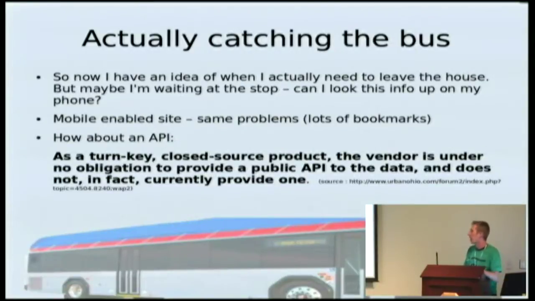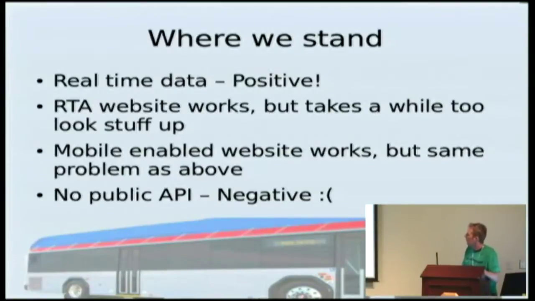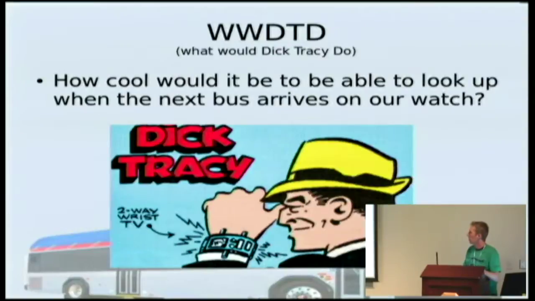So I said, all right, here's where we stand. We got real-time data. Okay, it exists. The website works, but it's not the best solution because I feel like I can't look up the bus and the stop right away when I need to. And there's no public API, so I can't build my own website that just has the 2 stops that I need. So what would Dick Tracy do? That's the question.